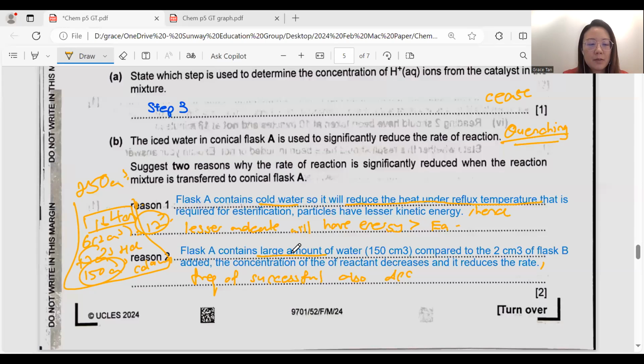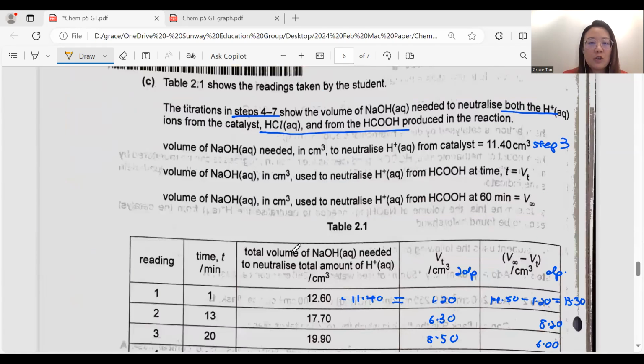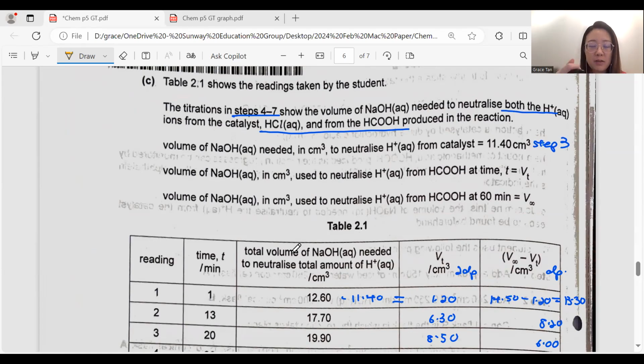Okay, so let's proceed to the next question. Now, table C 2.1 shows the readings taken by the student. The titration in step 4 to 7 shows the volume of NaOH needed to neutralize both the H+. 4 to 7 is to neutralize the methanoic acid product and the catalyst HCl, okay, because that's where the hydrolysis occurred already.